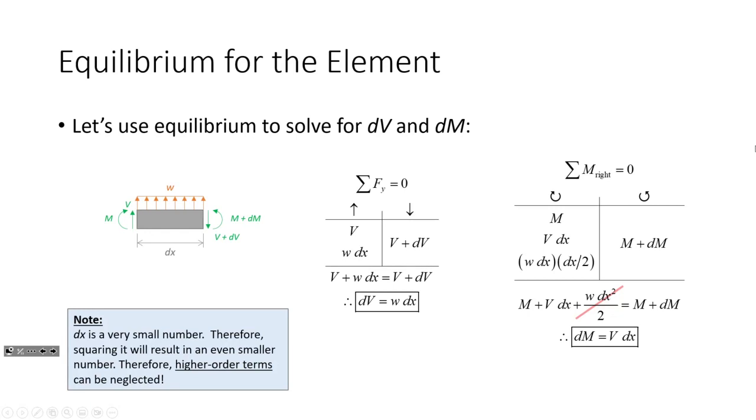Okay. So when I chug this out, I get M plus V dx plus this. Okay, and notice how I'm canceling out. I'm canceling it out because it has a dx squared term in it. So dx is a really small number, and then when I square it, I get a really small number. So we can neglect what I'm calling those higher order terms, and I get this. The change in moment equals the magnitude of the shear.